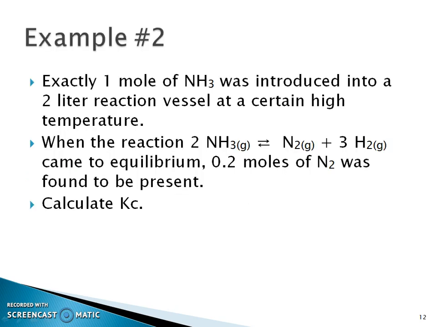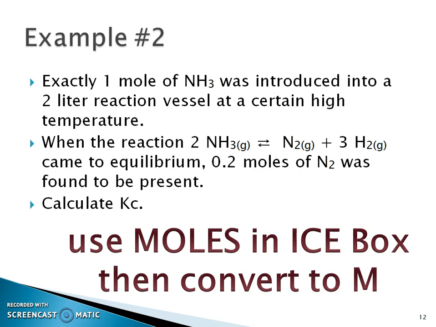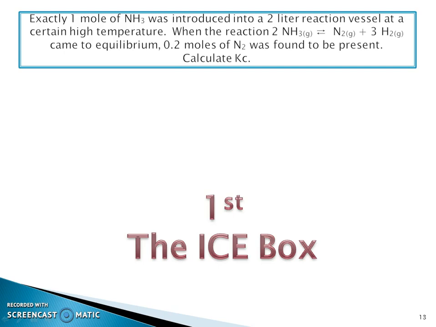Okay, let's move on to 2. Exactly 1 mole. Uh-oh, they're giving us moles instead of molarity. Something to keep in mind. Luckily, they give us 2 liters. Aha, so we're going to use that at the end. When the reaction, which looks like that Haber process reaction but just in reverse, came to equilibrium, 0.2 moles of the N2 was found. Again, we're calculating K. So use moles in the ice box first, and at the end, we're going to put in molarity. What do I mean by that?